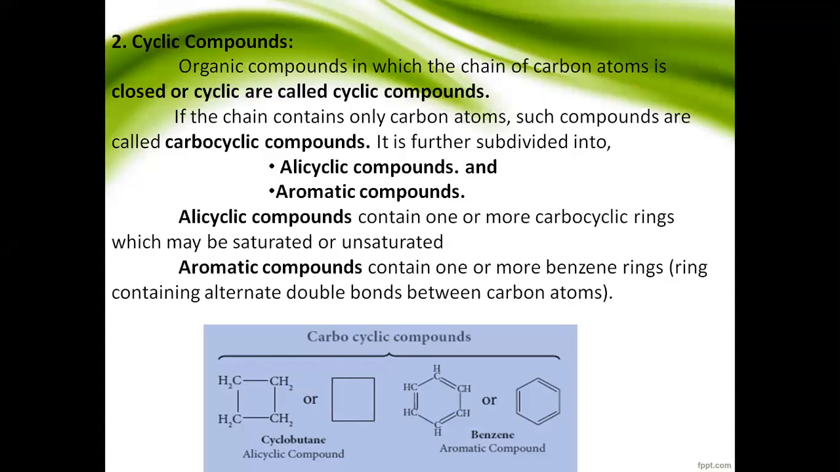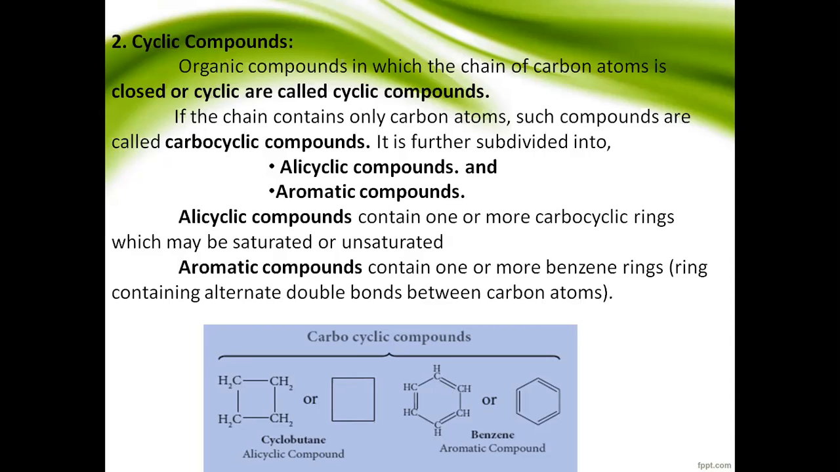Aromatic compounds contain benzene rings. These rings contain alternating double bonds, for example benzene. The first one has a double bond, the next one does not, the next one has a double bond, the other one does not, and the other one is a double bond. So these are the aromatic compounds.